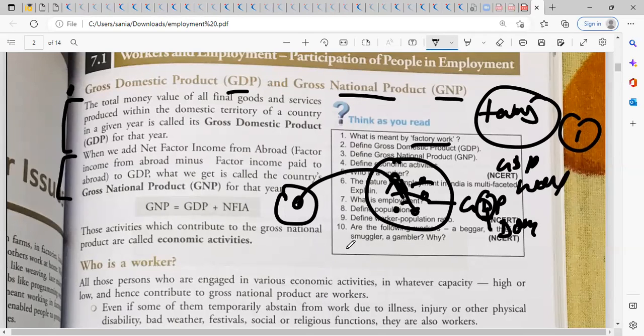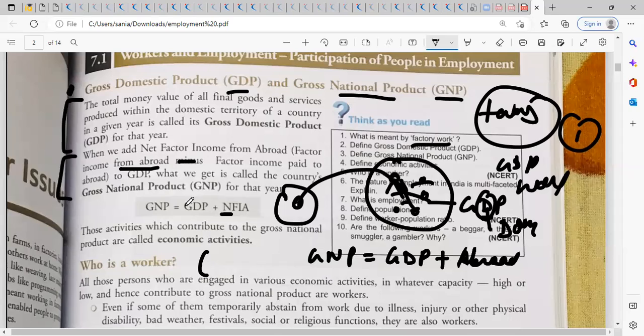So, for example, what is your GNP? Whatever you are earning in your company plus whatever money you are getting from abroad, right? Which is NFIA. This NFIA is basically net. And whenever you see the word net, that means a difference. Some money you will be giving out to the country as well as you are getting money. So factor income from abroad minus factor income paid to abroad, right?